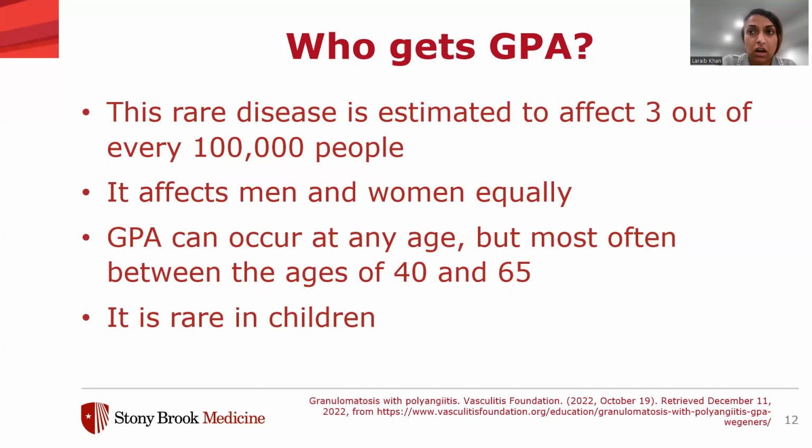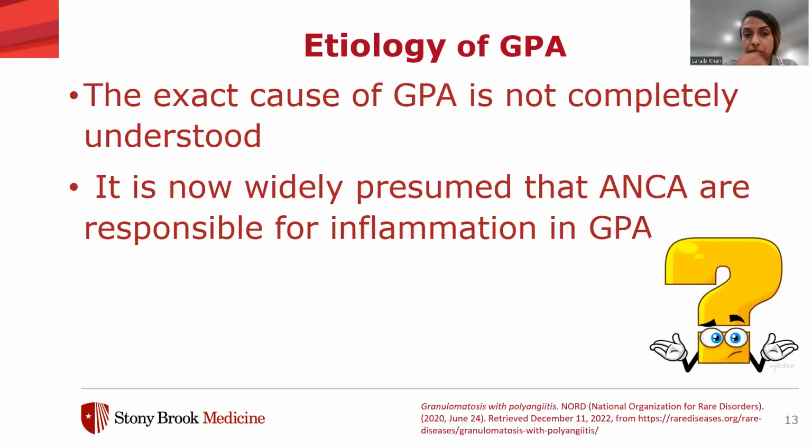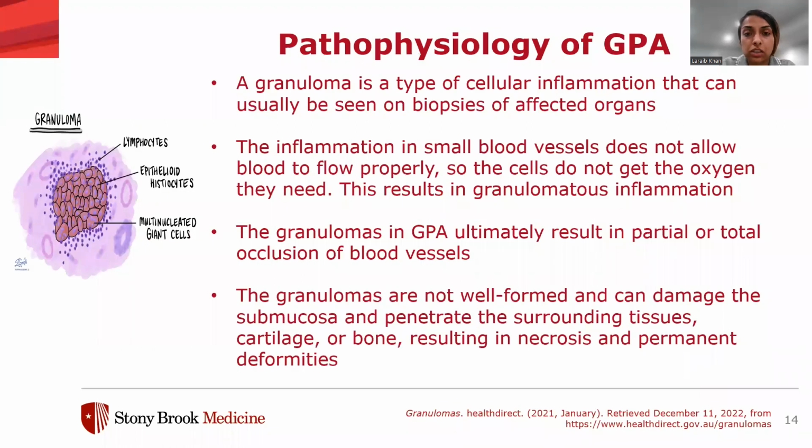Next, we're going to talk about the etiology of GPA. So the exact cause of GPA is not completely understood. Most researchers who research this disease presume that the ANCA are actually responsible for the inflammation in GPA. And that has to do with the mechanism that I just described earlier and how ANCA leads to vasculitis.